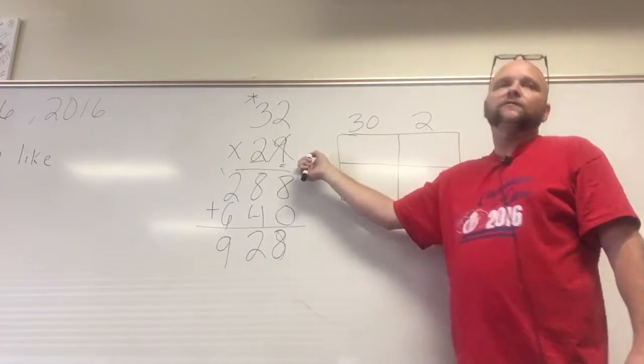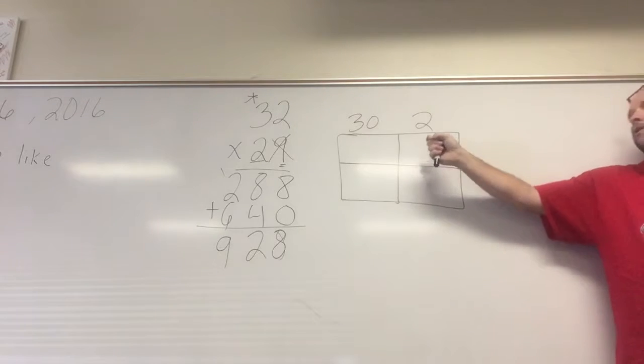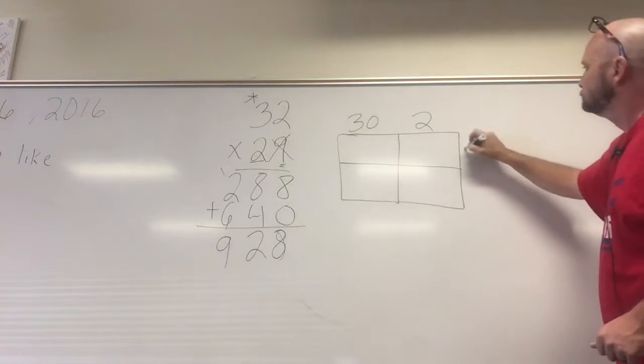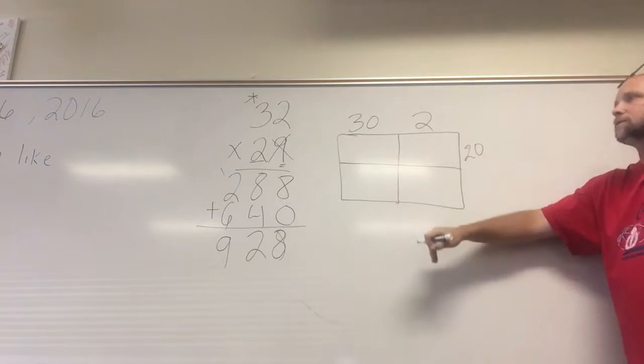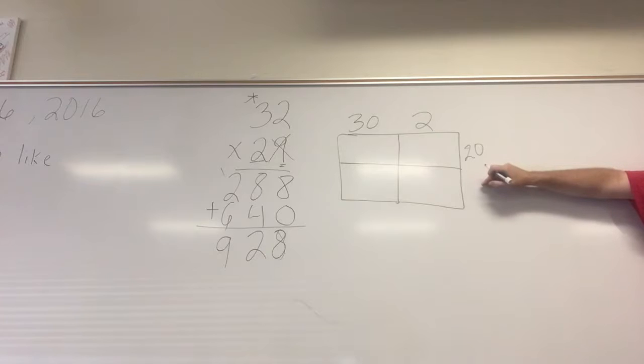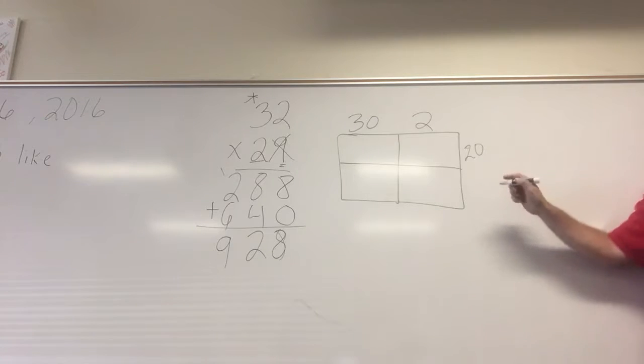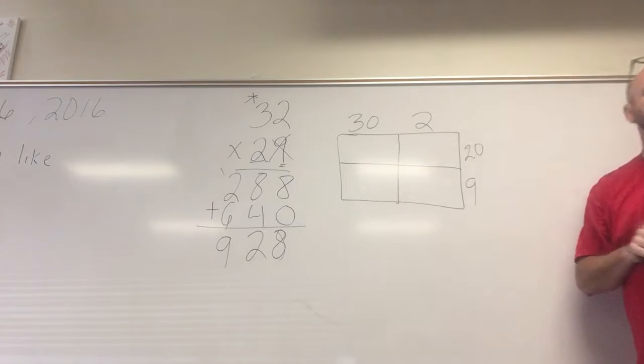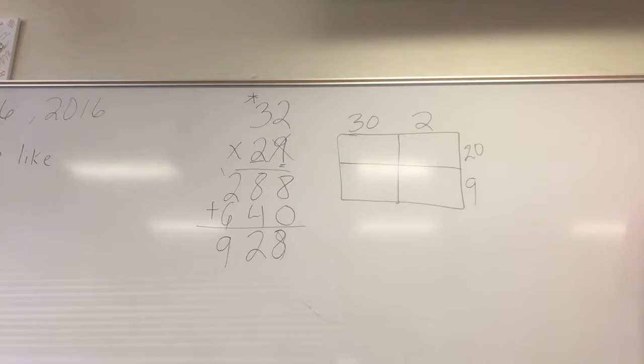Now we take our second factor, which is 29. What place value is the 2 in? Tens. So what's 2 tens worth? 20. What place value is the 9 in? Ones. What's 9 ones worth? 9. Realize how I set this up?